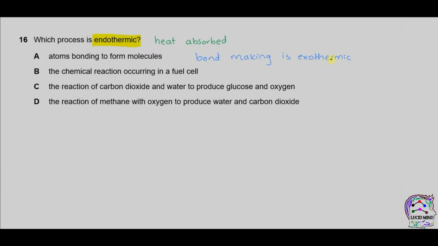So therefore more stable means that the energy is released. So therefore this is not endothermic. A is incorrect. Part B, the chemical reaction occurring in a fuel cell. In a fuel cell, hydrogen gas and oxygen gas react to form water. As energy is produced, this reaction is exothermic, it is not endothermic. Also you can see that the molecules move from gaseous states to liquid state. So therefore the reaction is exothermic.